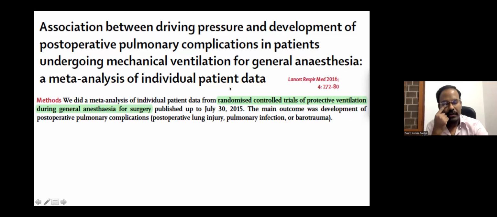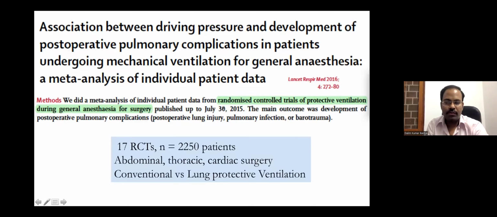That means they accumulated data of all the individual patients from the master charts of all the included randomized control trials and did a statistical analysis. They included all the RCTs which compared conventional ventilation versus lung protective ventilation and reported the driving pressure in their results. So it was 17 RCTs, 2,250 patients. These authors included abdominal, thoracic, and cardiac surgery patients.